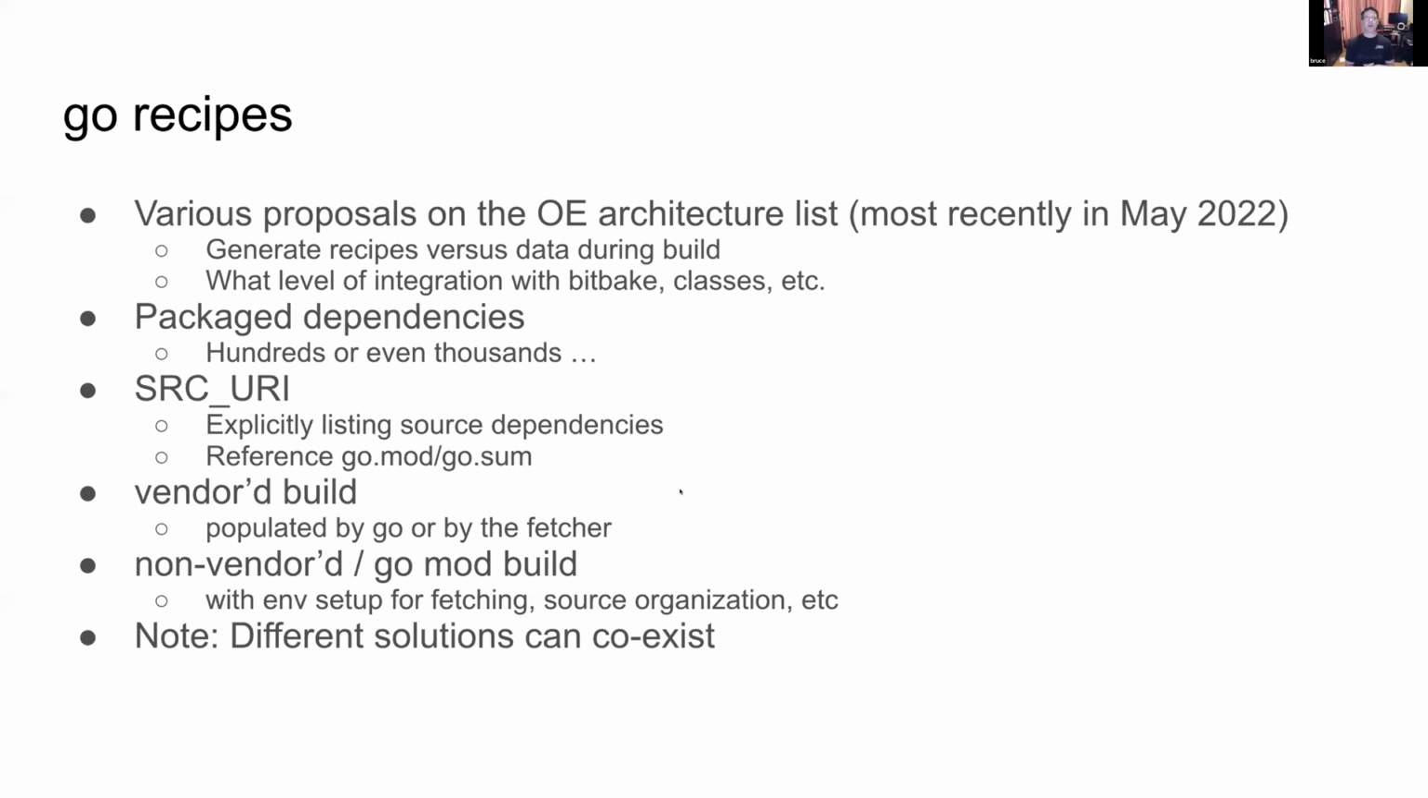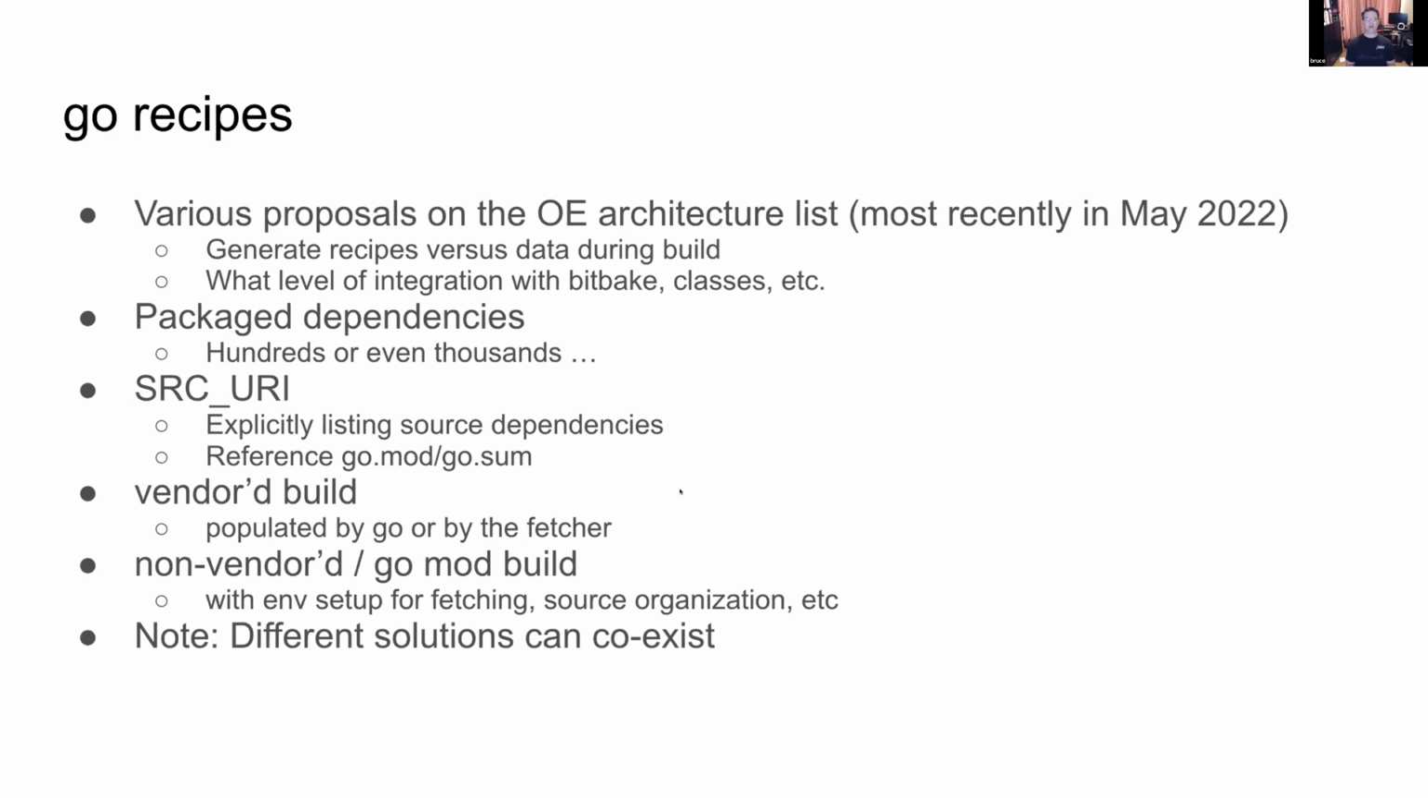So the proposals have been all over the place in the sense of hitting different balances between the challenges that I was talking about. The Go recipes, if you were to look at the dependencies and package them or worry about them individually, you can easily come up with hundreds or even thousands, and it's the same concern I've seen mentioned about NPM. And again, around Go recipes, source URI, do you want to explicitly list the source dependencies, or do you want to reference go.mod, go.sum? There's advantage to both, because we have a fetcher that already understands how to fetch these things. We know what source URI and source refs are.